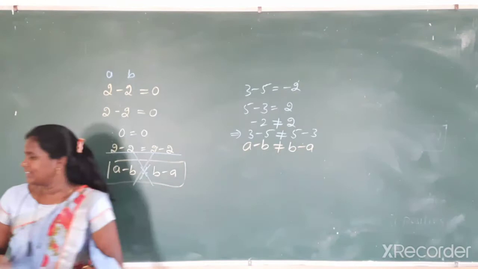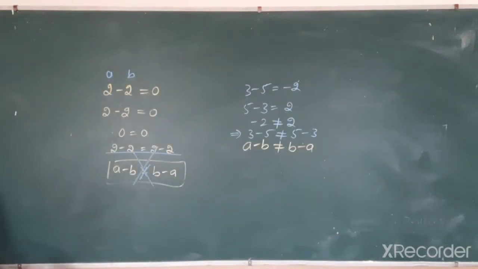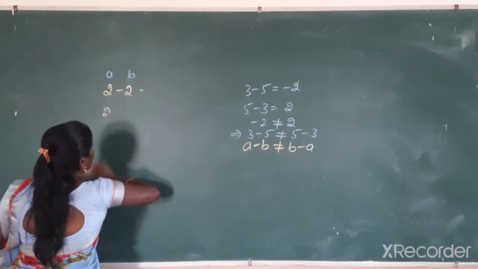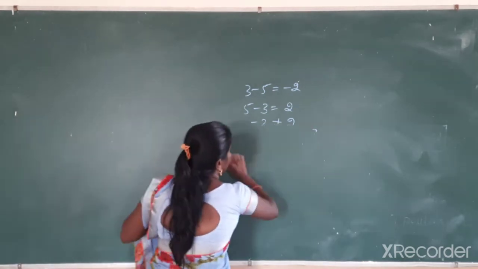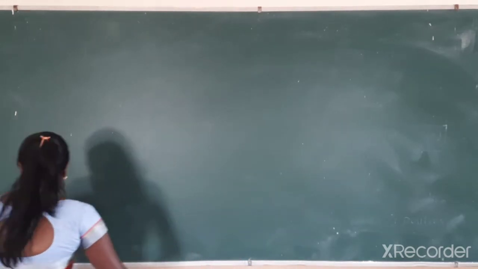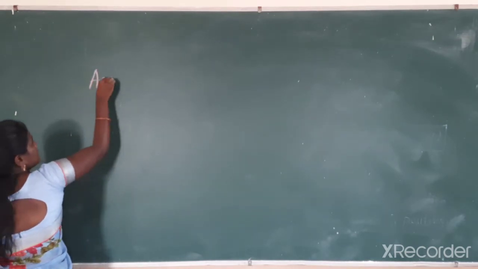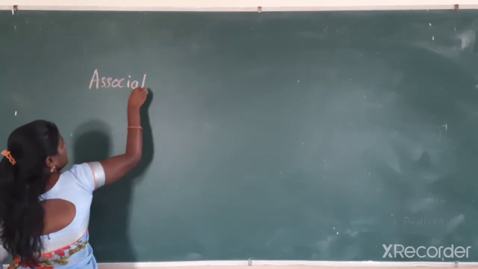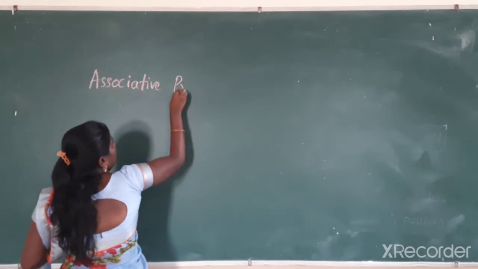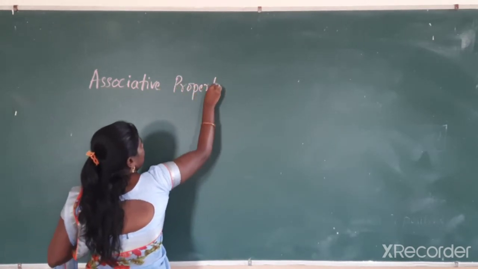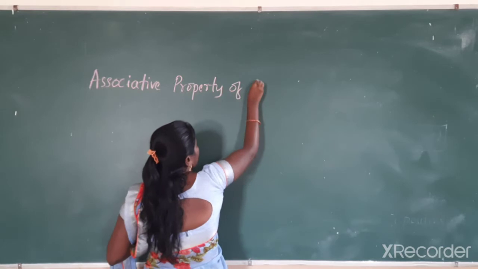Okay. So now, let us go for the next property, that is the associative property of multiplication. What does the associative property of multiplication say?